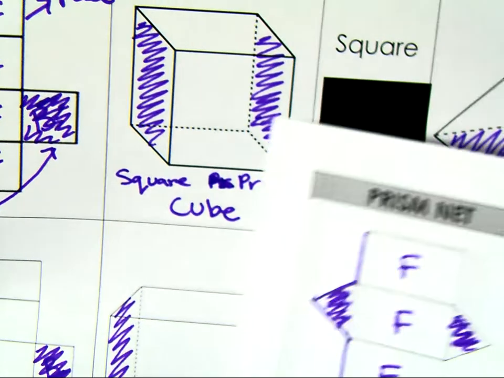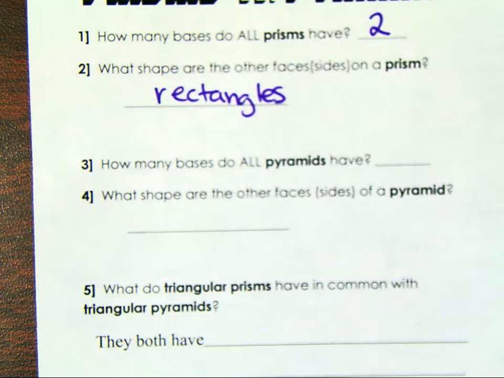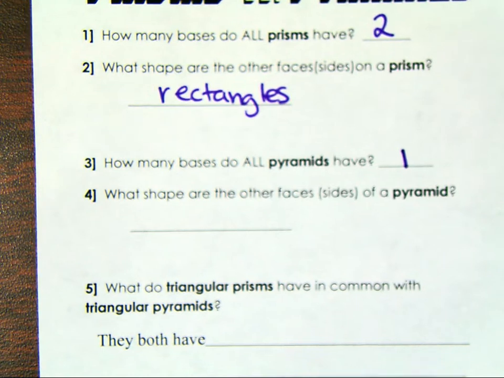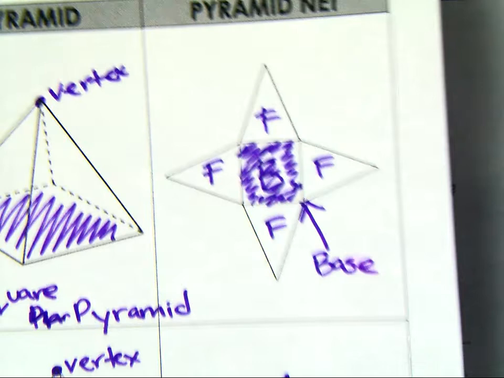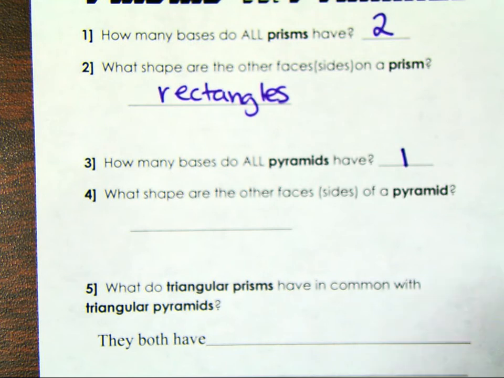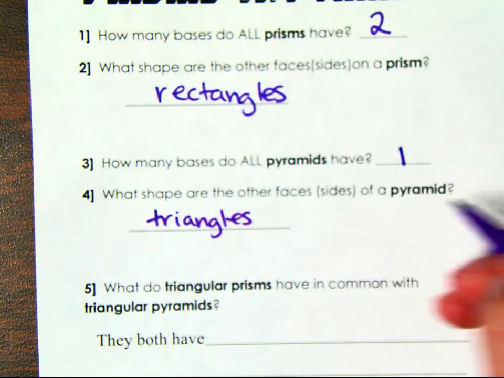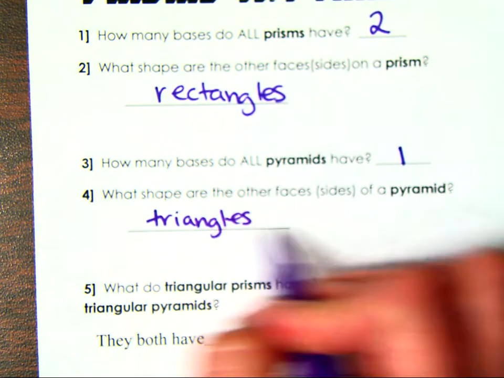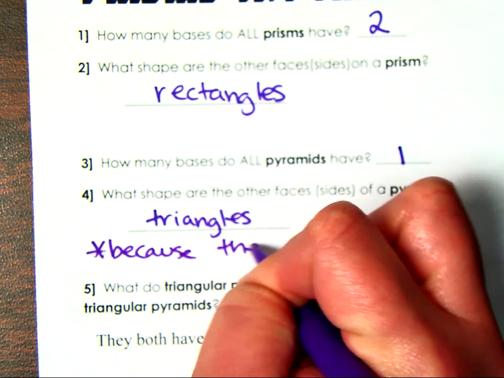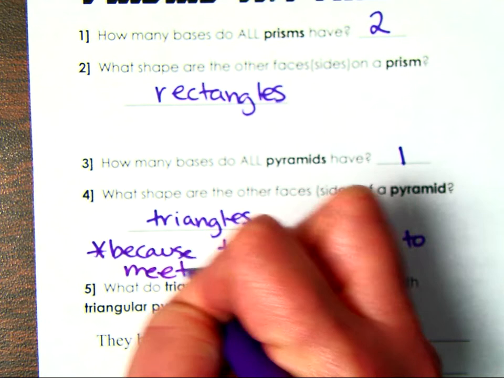The bases are always going to be across from each other in a prism, and the vertex is going to be across from the base in a pyramid. So pyramids have one base, and all the other shapes around it were triangles. And again, the reason why they're triangles is they're being folded up and they're meeting up at that vertex. Okay? So we can say, what are the shapes of the pyramid? Triangles, because they fold up to meet at the vertex.